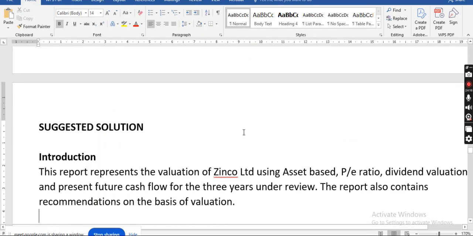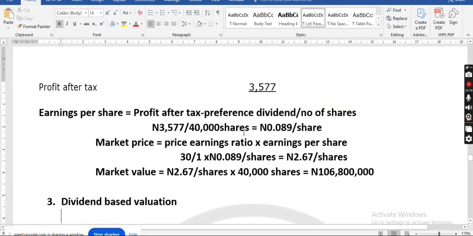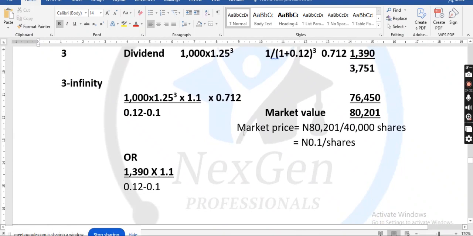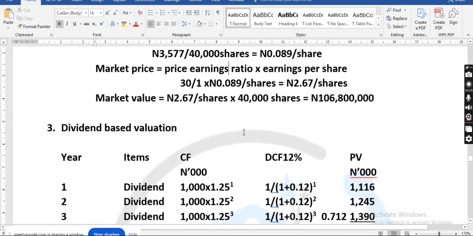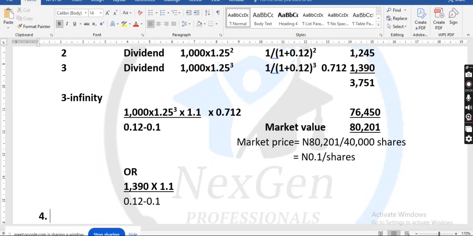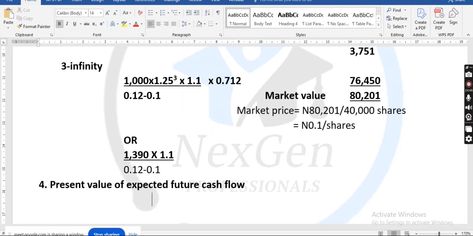Now, we suggested solution. Number 5, right? Is it 5 or 3? 4, sorry. Present value of expected future cash flow, right? Don't forget, it is for 3 years, right? It is for what? It is for 3 years, which means that we have to do what?